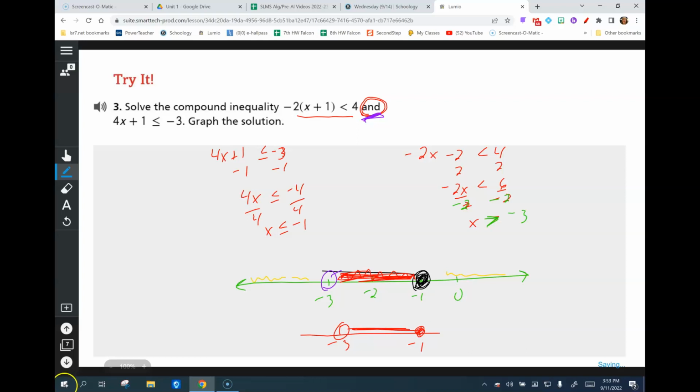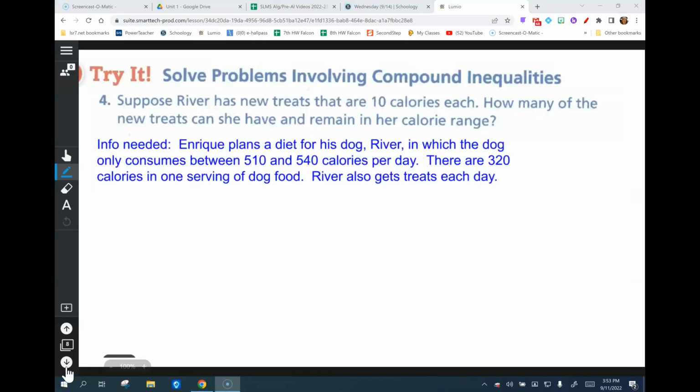Okay, good. Now we're going to solve word problems involving compound inequalities. I added this info needed because this problem doesn't make sense unless you have this. There was another word problem that I could have done. I figure you can get it on too. It's not super difficult.